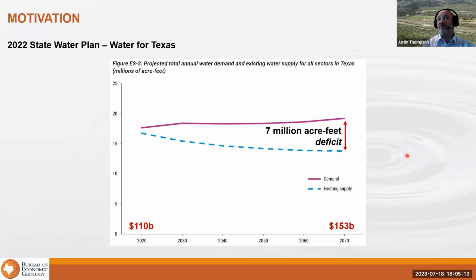So good news, there are plans to address this. Bad news, they don't get us to 100%. More bad news, many of the strategies, as they're known in the water plan, are very costly, and the viability of some of them is debatable. So let's take a little bit of a closer look at this existing supply.